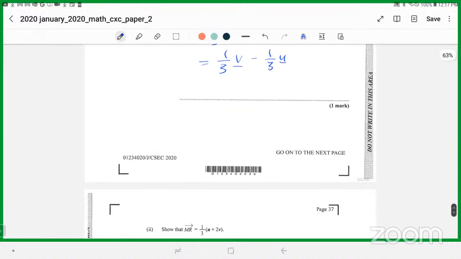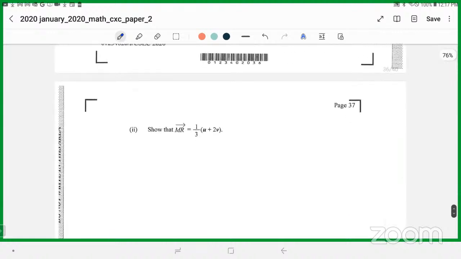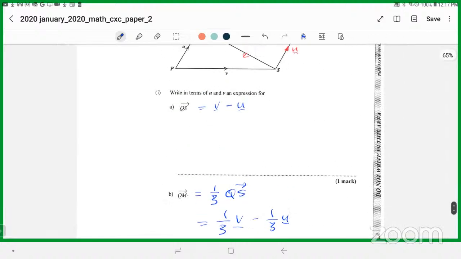Then now, what do I want us to do? They say show that MR is this. So in other words, we must calculate MR and show that it equals that. All I have done is factorize it with a third. So we need to calculate MR. That's all we need to do now. Calculate MR, and this is what we must get. Let's look at the diagram for MR.